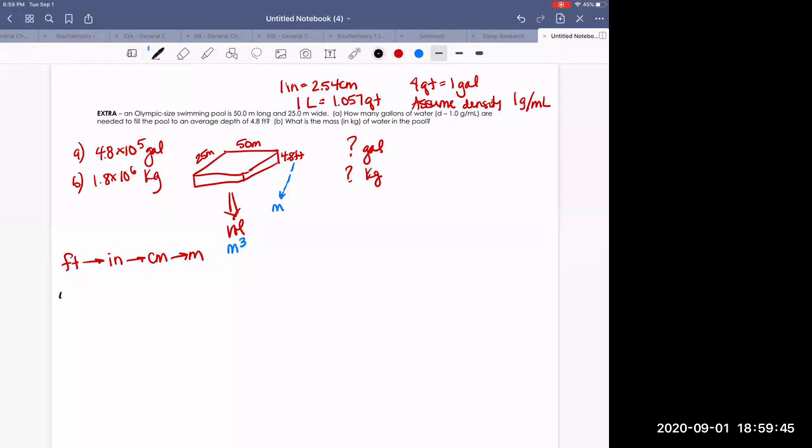So 4.8 feet, 12 inches is 1 foot, 1 inch is 2.54 centimeters, and then I've got 100 centimeters in a meter. And don't get happy with trying to cube and square things. We're not doing that yet. We're just converting 1 foot into meters.